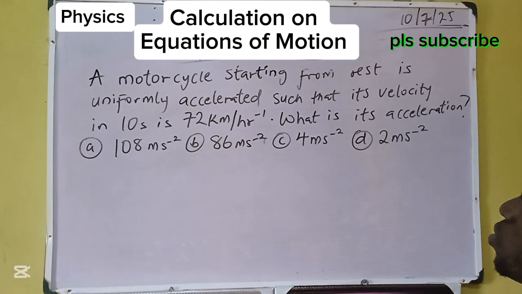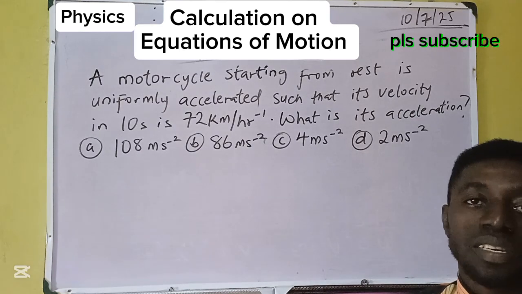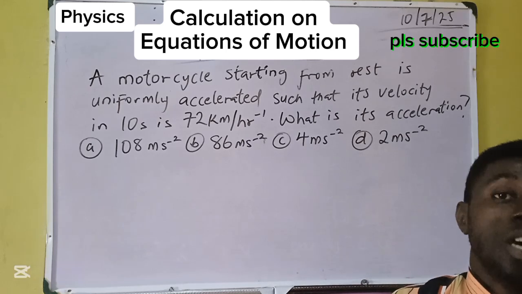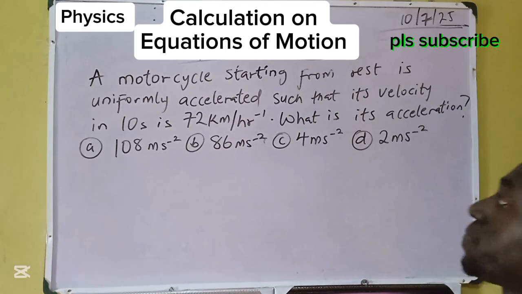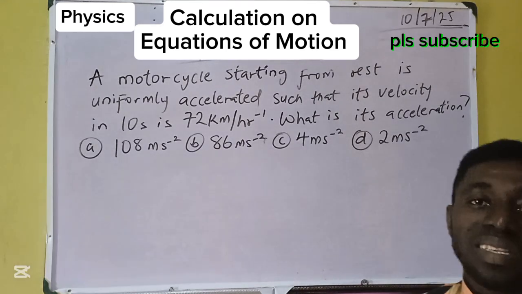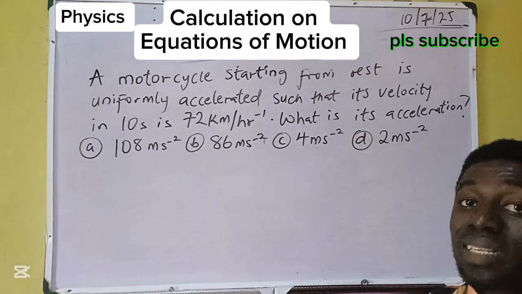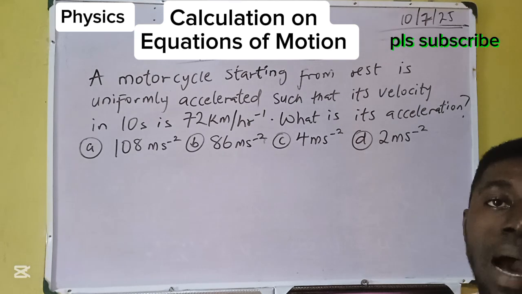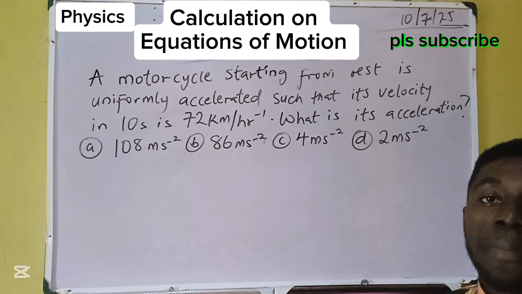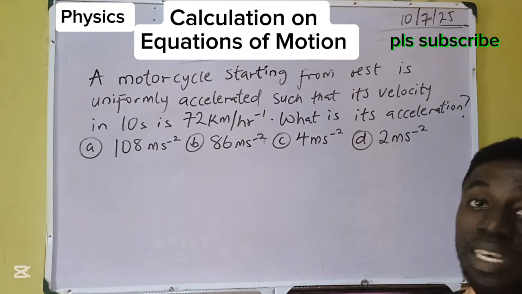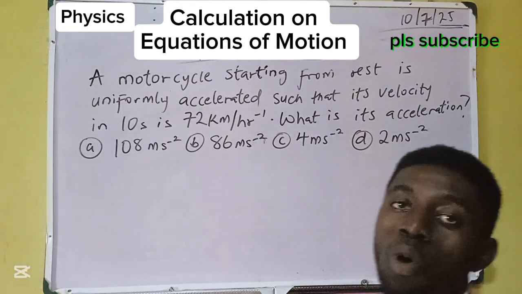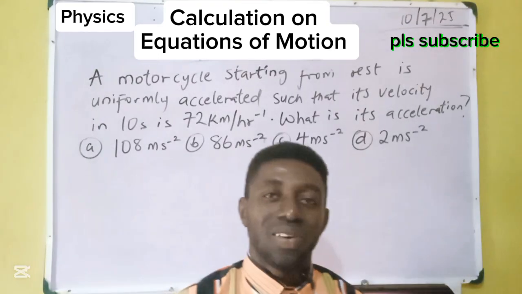A motorcycle starting from rest from a parked point is uniformly accelerated such that its speed in 10 seconds is 72 km per hour. 72 km per hour is the velocity in 10 seconds. What is its acceleration? What is the motorcycle's acceleration?